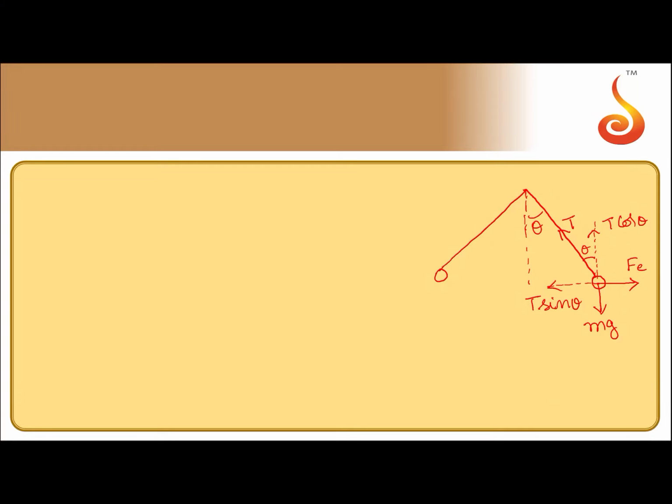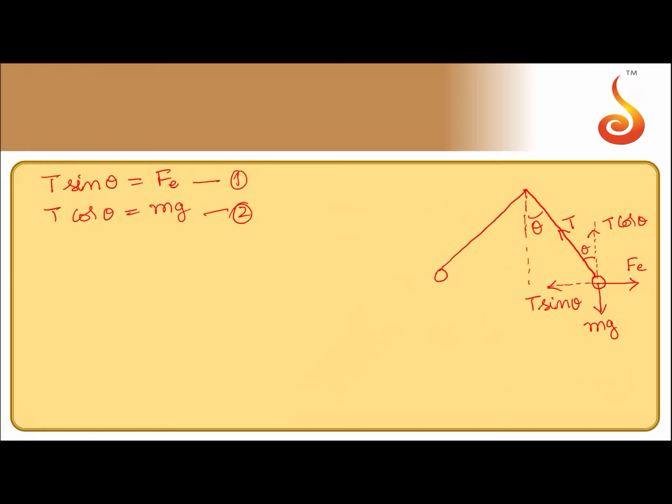Now, since it is in equilibrium, T sin theta should be equal to Fe, the electrostatic force, and T cos theta should be equal to mg, the gravitational force. Let us call this equation 1, and this equation 2.